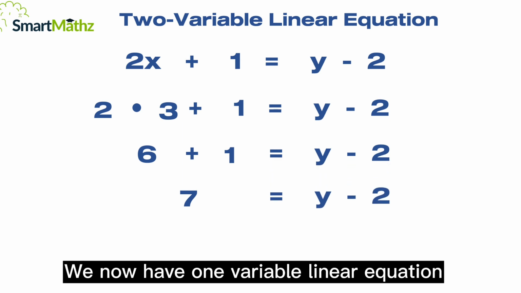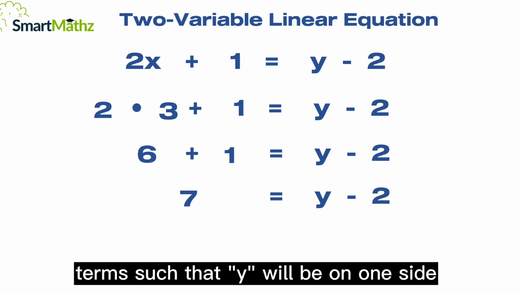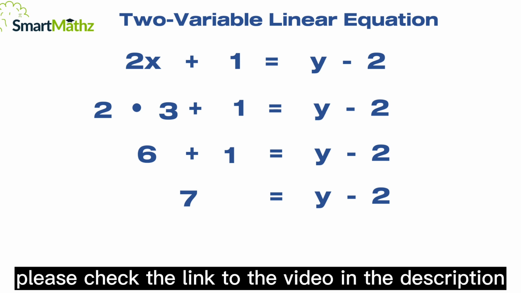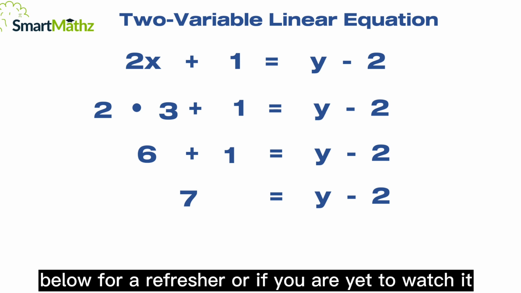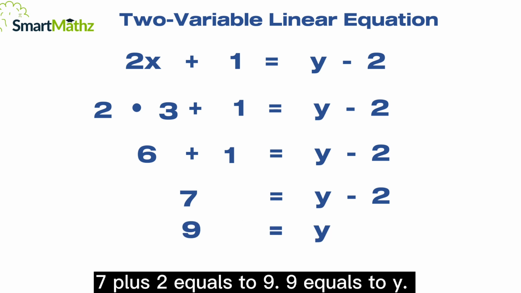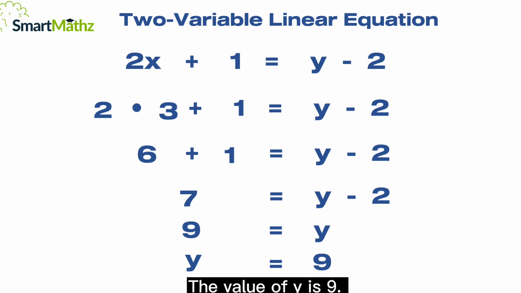We now have a one-variable linear equation. In our video on one-variable linear equation, we discussed how to collect like terms such that y will be on one side while the numbers will be on the other side. Please check the link to the video in the description below for a refresher, or if you are yet to watch it. Adding 2 to both sides of the equation, we have 7 + 2 = y. 7 plus 2 equals 9. 9 equals y, which is the same thing as y equals 9. The value of y is 9.